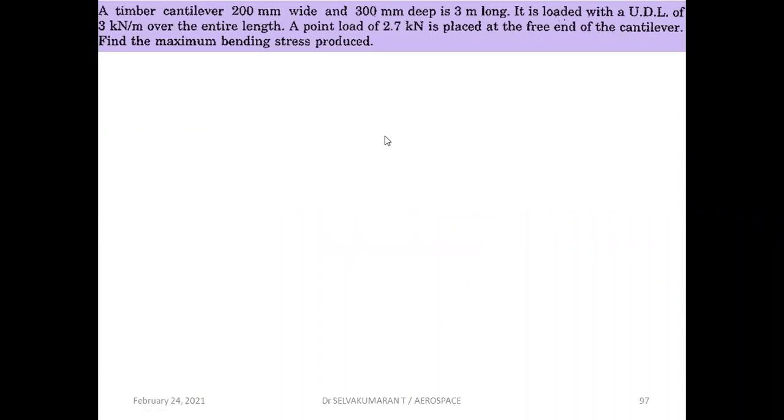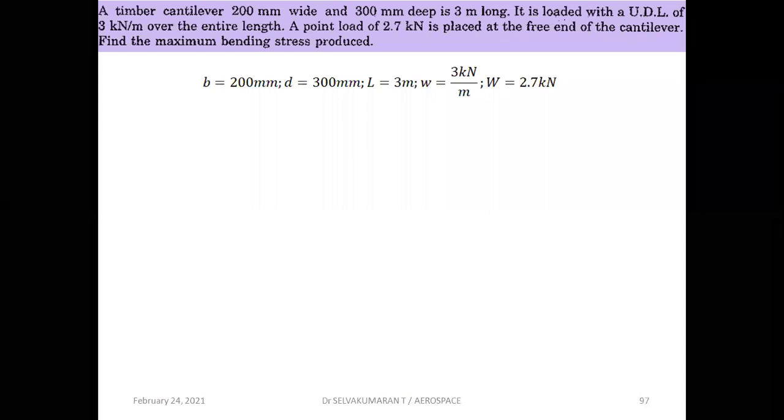So next problem, a timber cantilever beam of 200 millimeter wide and 300 millimeter deep is 3 meter long. It is loaded with a UDL of 3 kilonewton per meter over the entire length. A point load of 2.7 kilonewton is placed at the free end of the cantilever. Find the maximum bending stress produced. So in a cantilever beam, over the entire length, 3 kilonewton per meter UDL is acting. In addition to that, a point load is also acting at the tip of magnitude 2.7 kilonewton. So we have to find out the maximum bending stress.